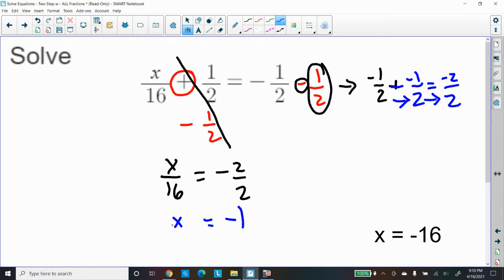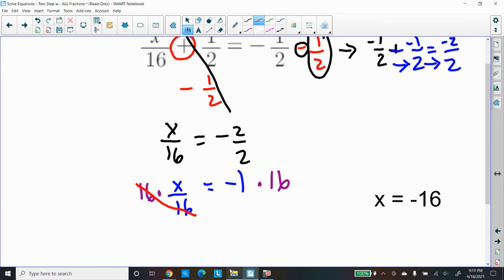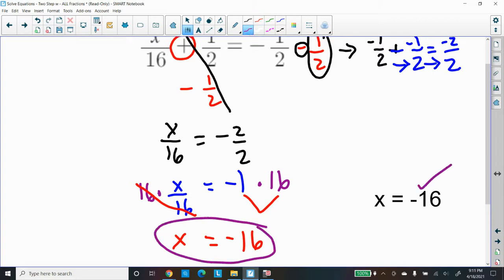So we have x over 16 equals -1. Now the next step is to get rid of the denominator by multiplying both sides by the denominator, which is 16. What that does is it cancels out the denominator, leaving me with just the x. And -1 times 16 gives me -16. And that is my answer. x is equal to -16. So it does check out.